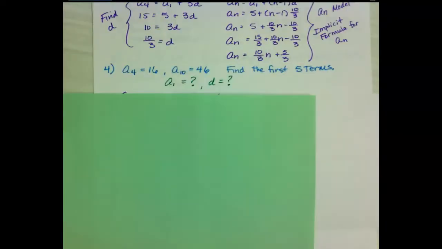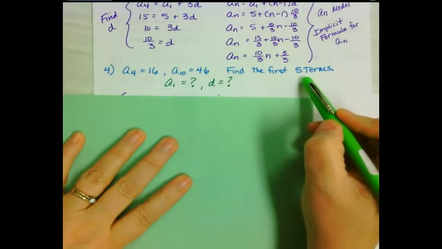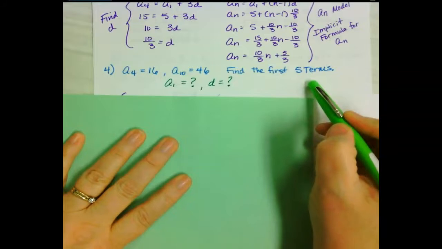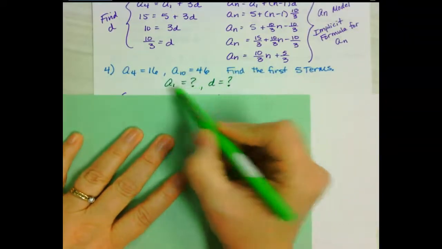Okay, so on number 4, we have a sub 4, which is 16. We have a sub 10, which is 46. And I'm trying to find the first 5 terms. So this time I'm not finding a model, I'm finding a list. And the list will all be connected with a, you got it, comma. All right, so what do I have?